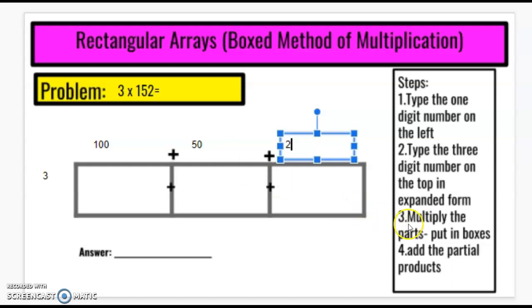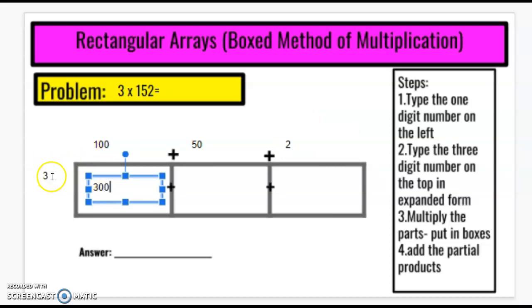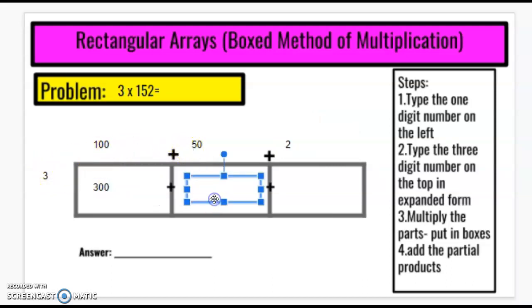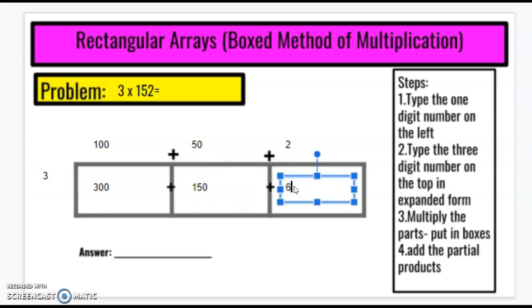So step 3, I'm going to be multiplying. So I have 3 times 100, that's 300. 3 times 50, that's 150. And 3 times 2, that's 6.